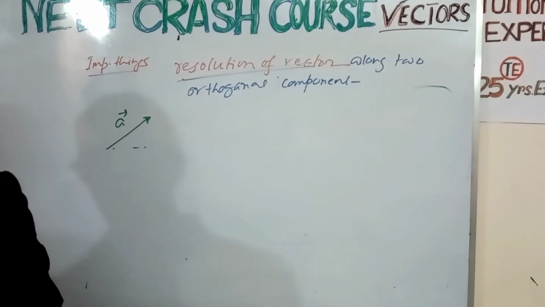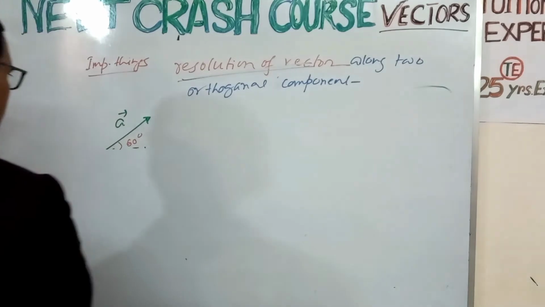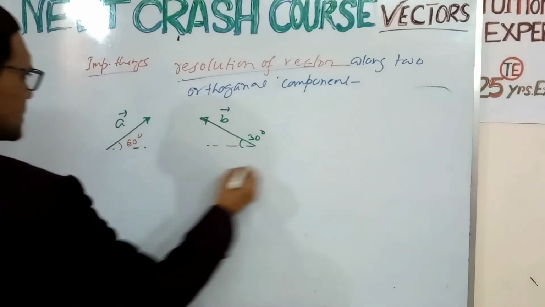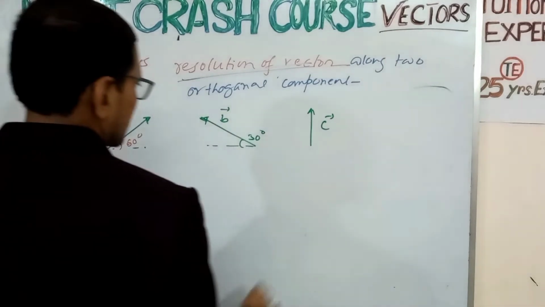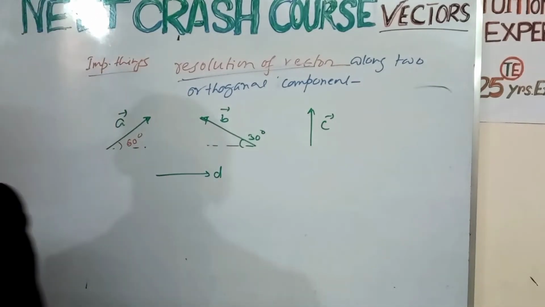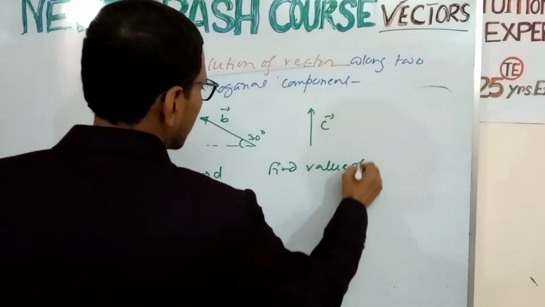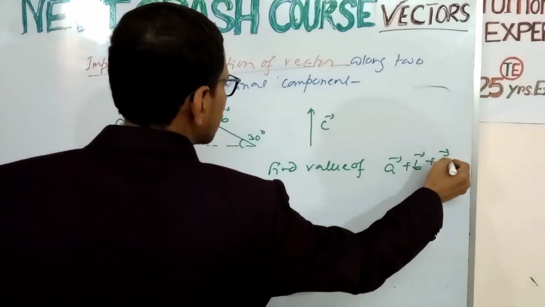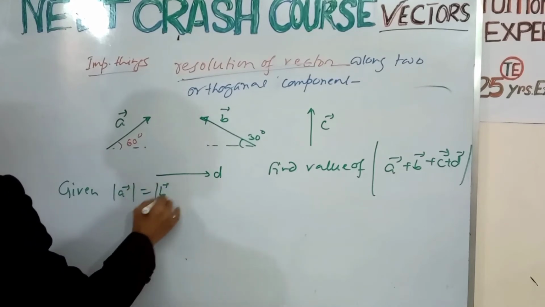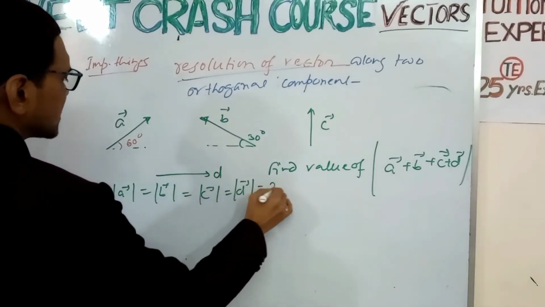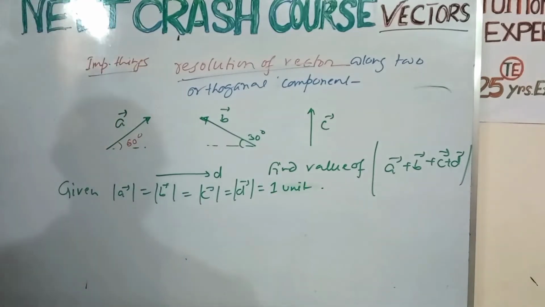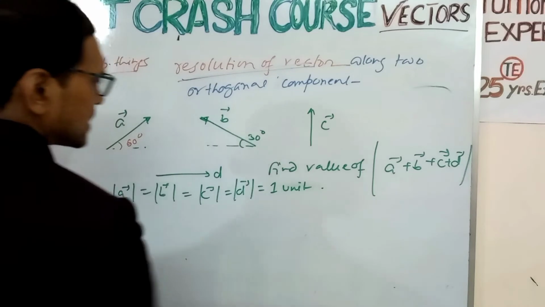This makes an angle 60 degrees with horizontal. Another vector B makes 30 degrees with horizontal, and another vector C is vertically upward, and another vector D is horizontal. Find the magnitude of A plus B plus C plus D, given the magnitudes of A, B, C, D are equal, which is 1 unit. So how can we find this result?